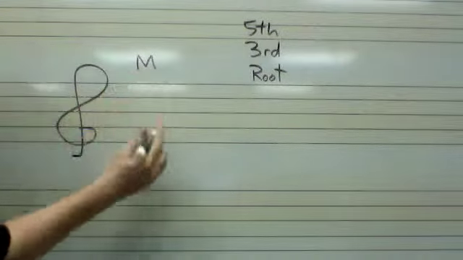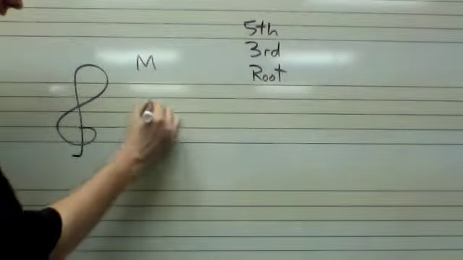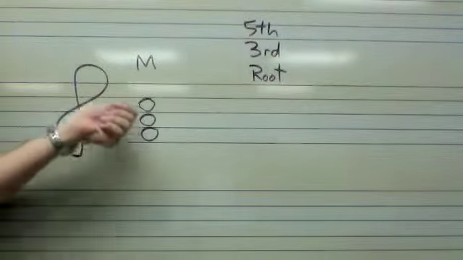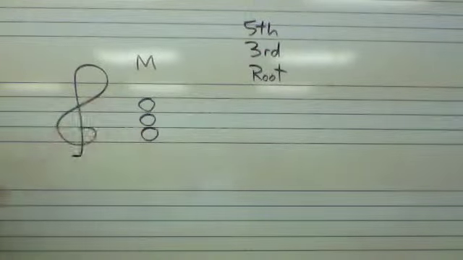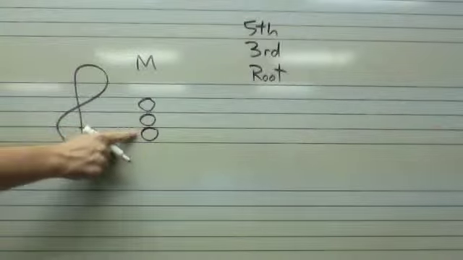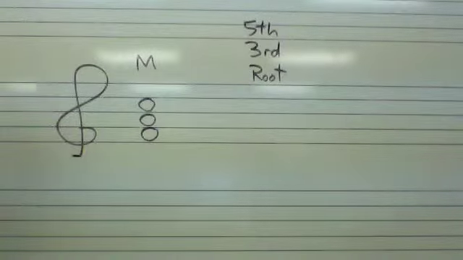Okay, so a major triad looks like this. Actually, all triads, when they're in closed form, look like this. It looks kind of like a stoplight or a snowman, where it's three notes stacked on top of each other. If the first one is in a space, the rest of them will be in spaces. If the first one's in a line, the rest of them will be on lines as well.